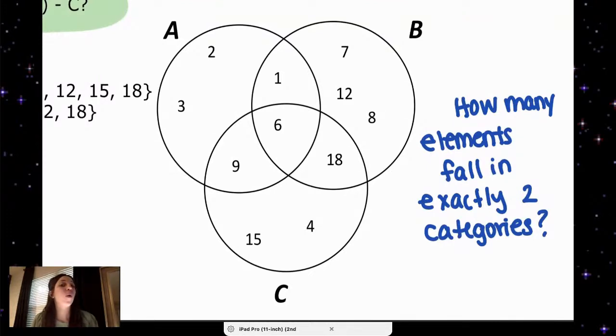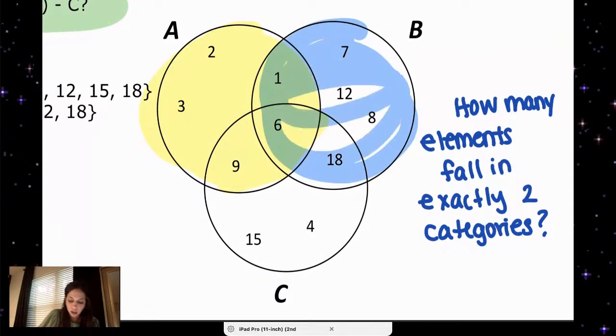Well, we have to think about where there are 2 categories. So if I take my basic colors, my primary colors, my red, yellow, and blue, A is going to be yellow, B is going to be blue, and C is going to be red.